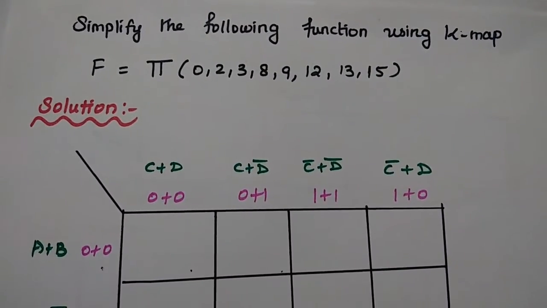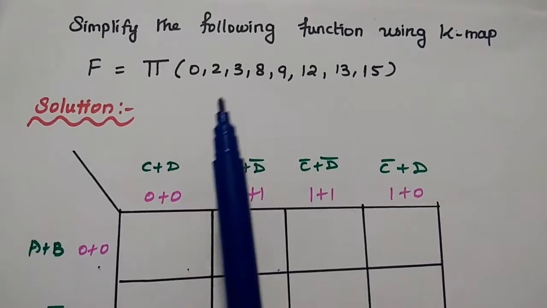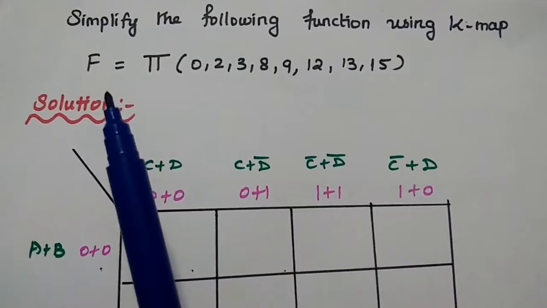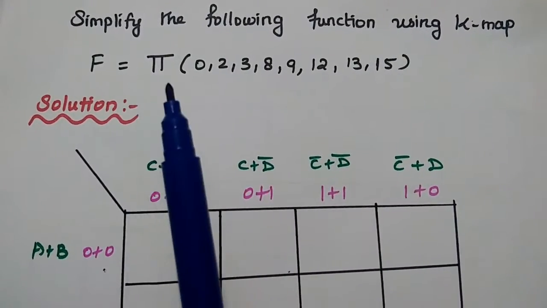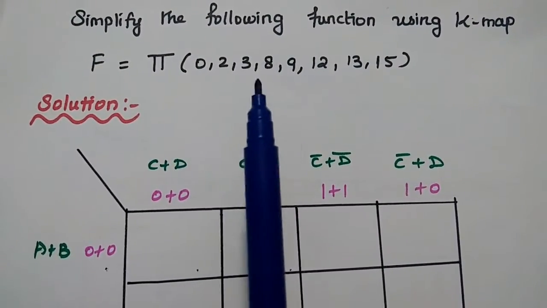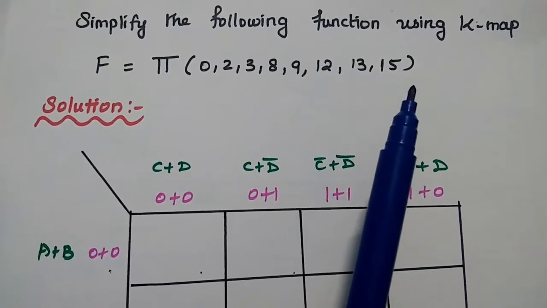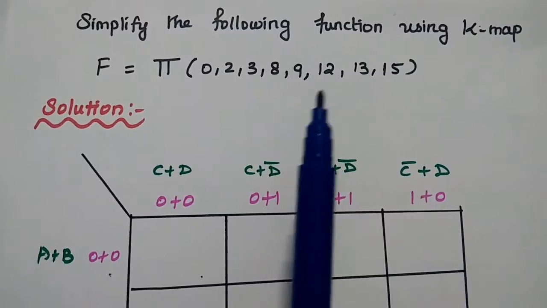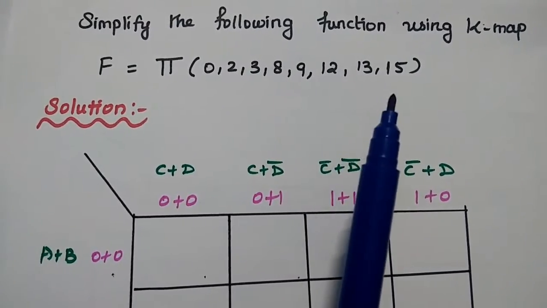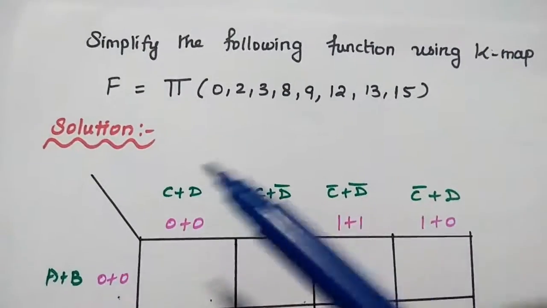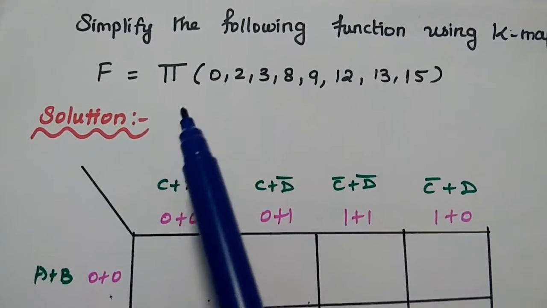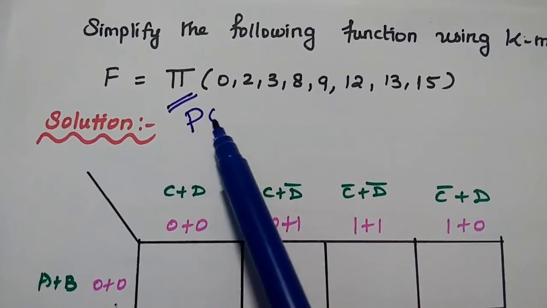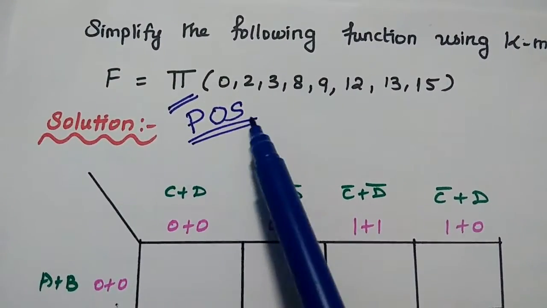The next problem is to simplify the following function using K-map. Here the expression is given like this. F is equal to pi of 0, 2, 3, 8, 9, 12, 13, 15. In the previous two problems, the variables are directly given as max terms. But in this problem, they have given the values indirectly. Correct? So here pi represents what? You have to remember this. Pi represents product of sums.